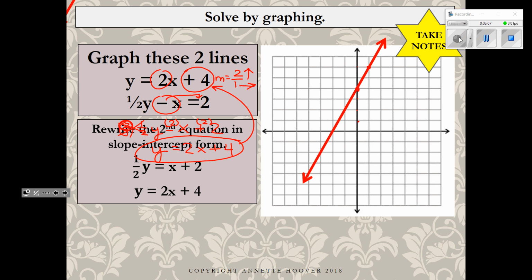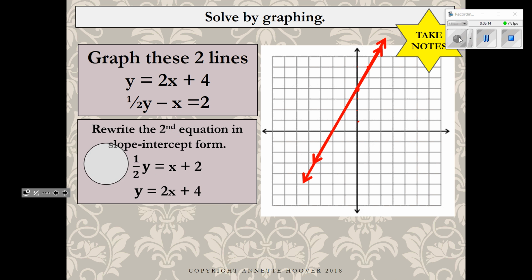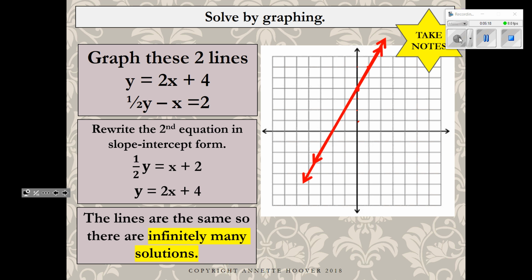It's just rewritten. So if we say that the solution is where two lines cross and the two lines happen to be the same, how do we say our answer? We're going to say there are infinitely many solutions. It means anywhere on the lines would be the solution. So we just say infinitely many.